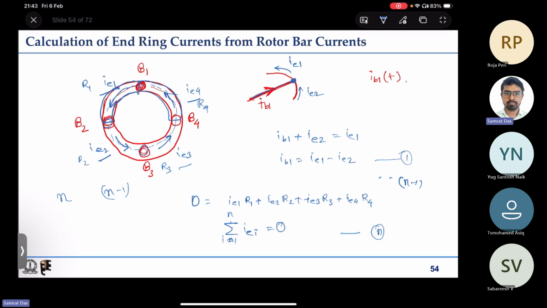So this is about calculation of end ring currents. I will briefly stop here. Is there any question?